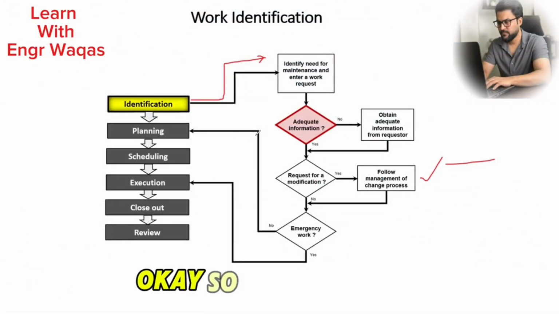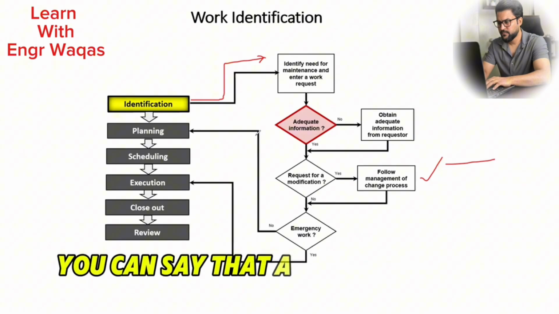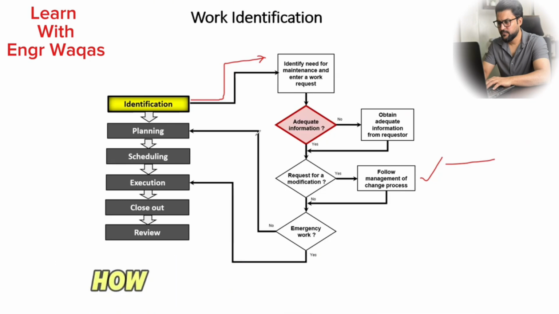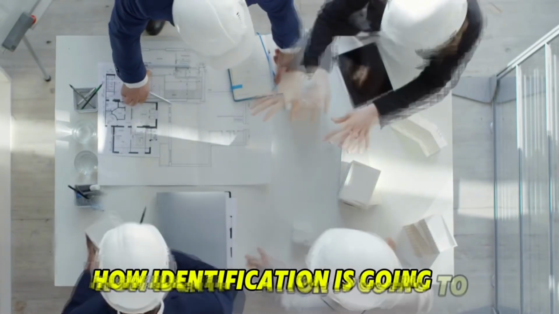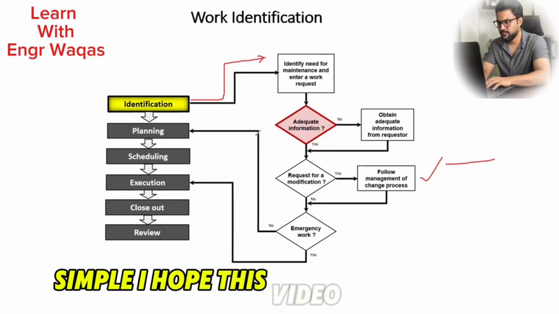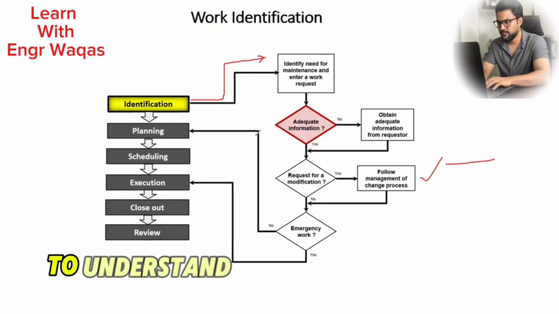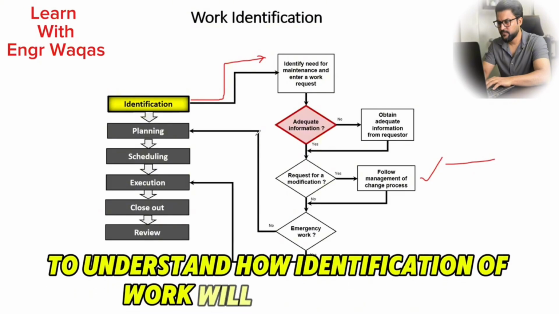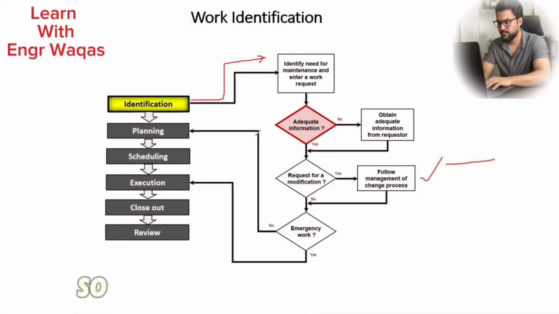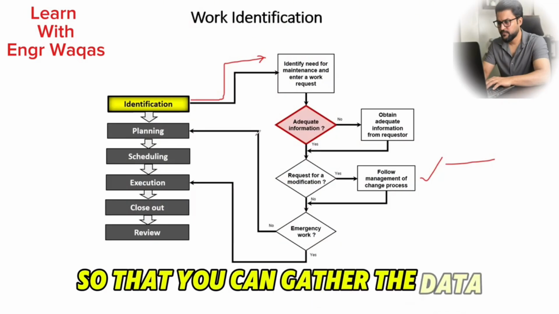Okay. So this is a simple process which is going to help you understand how identification is going to link with your planning and execution. Simple. I hope this video can help you to understand how identification of work will be carried out on a plant shutdown or any factory mill, so that you can gather the data.